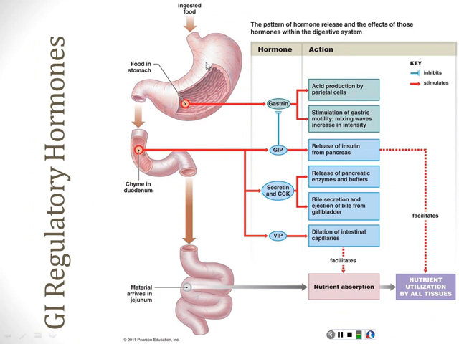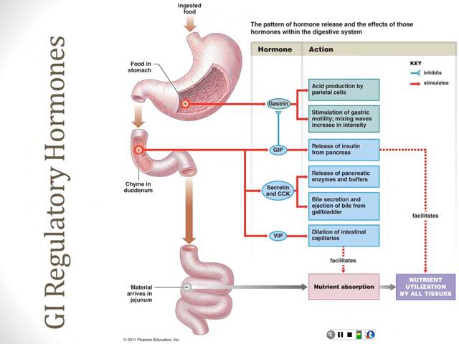All right, so here's gastrin. Gastrin stimulates the stomach to produce acid, and then motility. Secretin and CCK both kind of do the same thing, and that is to get the pancreas to do its job, get the liver to produce bile.